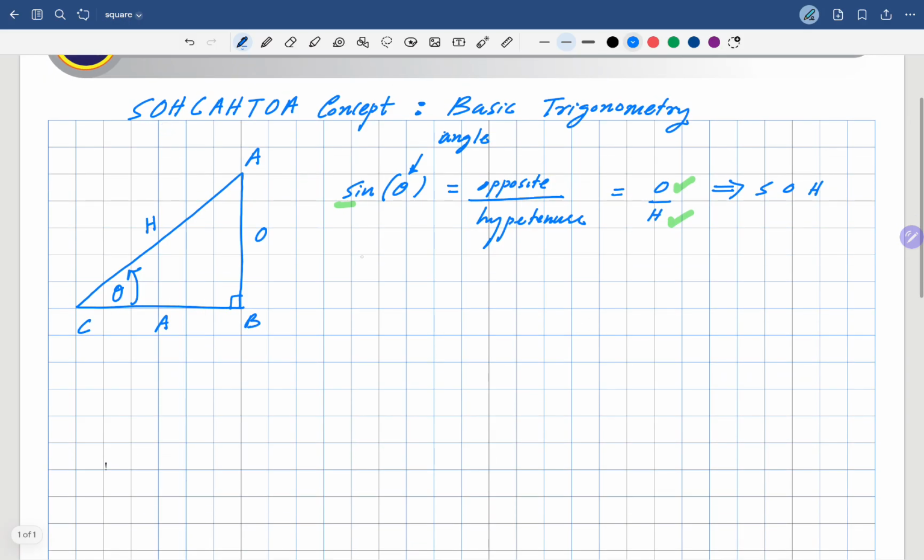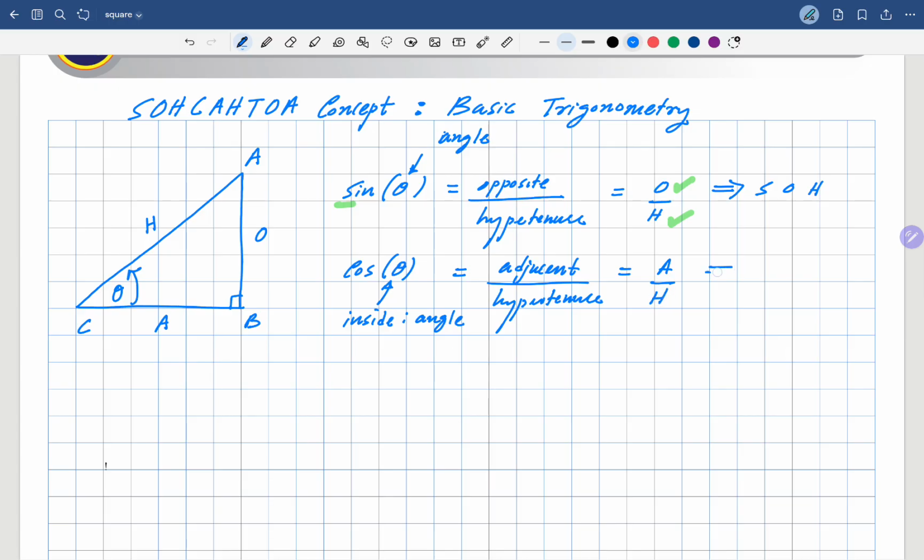Okay, so let's go with cos theta definition now. Again, inside should be an angle, and that is equal to adjacent divided by hypotenuse. So we call it A divided by H. So that's why we got CAH, as we can see in here.